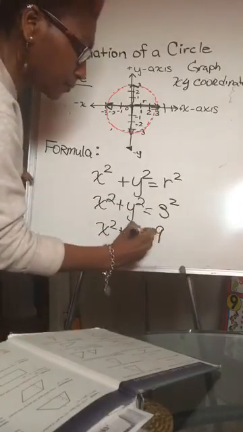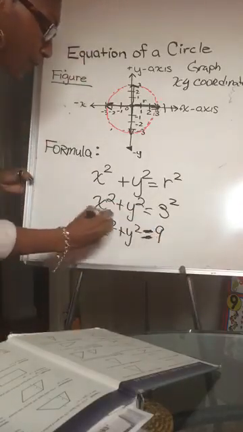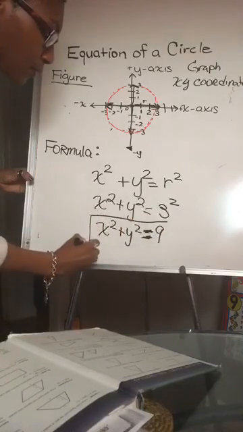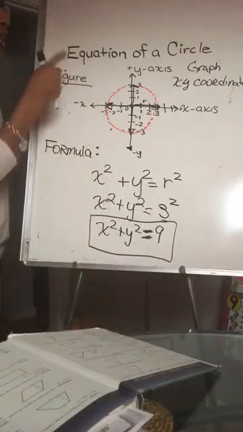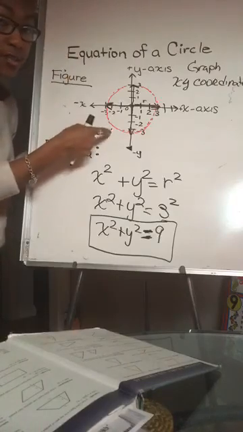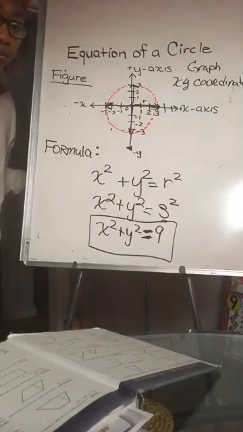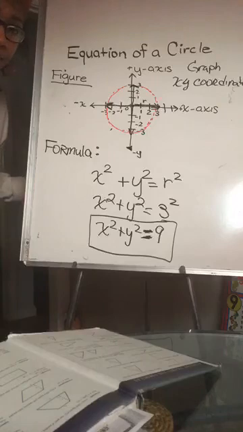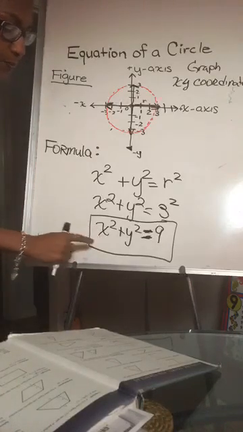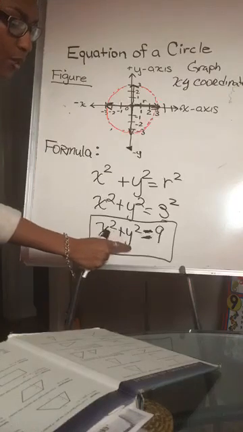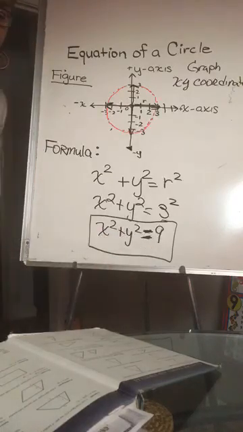So our final answer to the question, what is the equation of this circle? It can ask you about a circle with different radiuses. So this is the final result: x squared plus y squared equals 9. That is the equation of your circle.